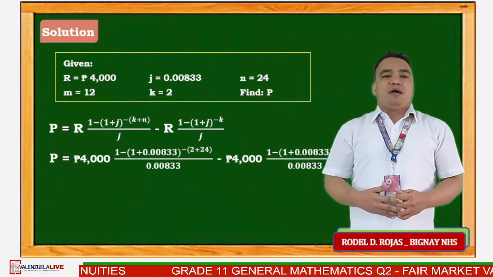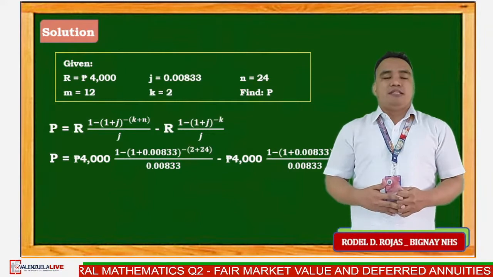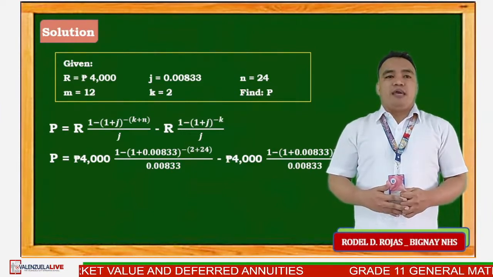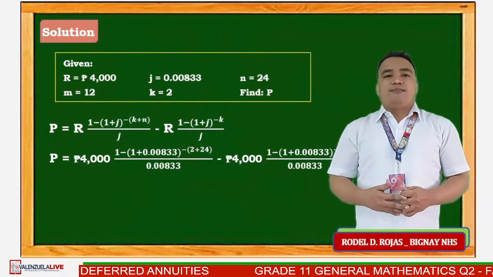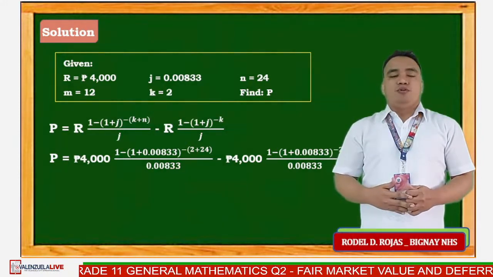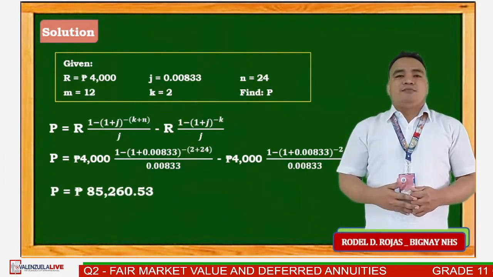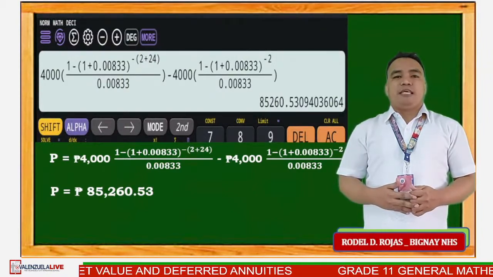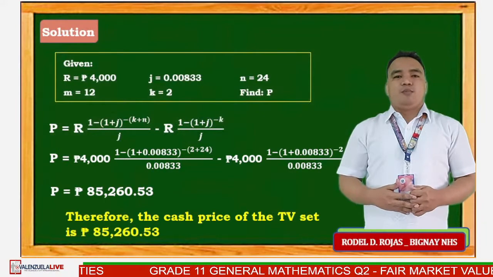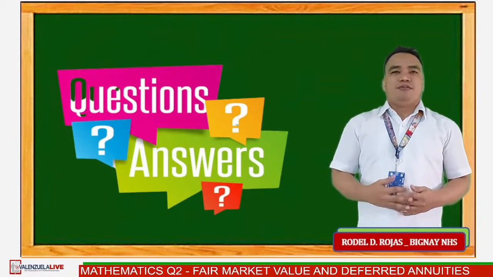We have P equals 4,000 pesos times 1 minus the quantity of 1 plus 0.00833 raised to negative of the quantity 2 plus 24 all over 0.00833 minus 4,000 times 1 minus the quantity of 1 plus 0.00833 raised to negative 2 all over 0.00833. Using a scientific calculator, the result is 85,260.53 pesos. Therefore, the cash price of the TV set is 85,260.53 pesos. If you have any question, you may ask your subject teacher tomorrow during your follow-up discussions.